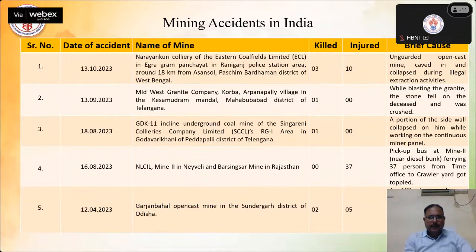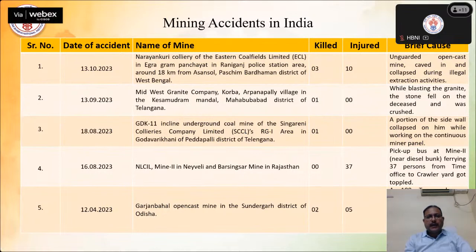So we can start with this particular slide, which is very important. I was quoting about the respective issues of the mines. Due to some issues, it is not coming on, but we will start from this place. Mining accidents in India. So I have just given the figures, starting from the date of incident.